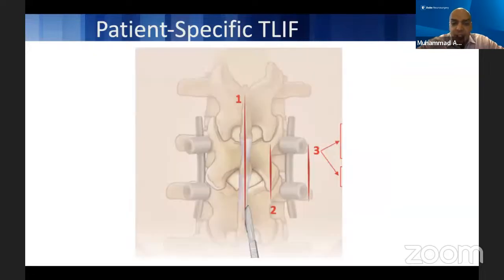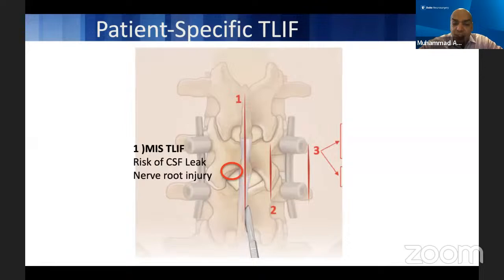This takes us to the idea of what we call a patient-specific TLIF. For me, a TLIF can be one of three different operations. Number one is what we call the MIS TLIF, where you do a hemilaminotomy. You try to move the nervous structures to the side and do your interbody there. If you do that through a tube, it can be quite a small space, so you have a risk of a CSF leak and a risk of nerve root injury.